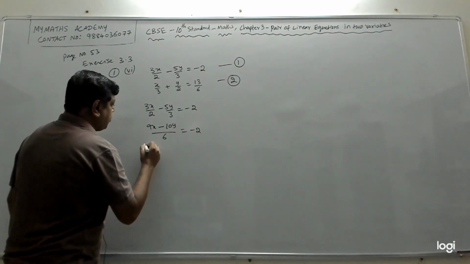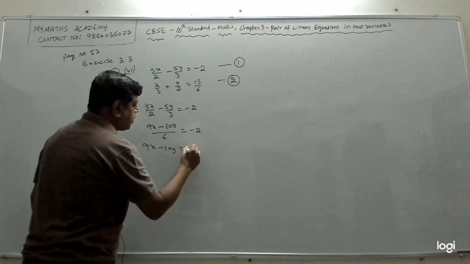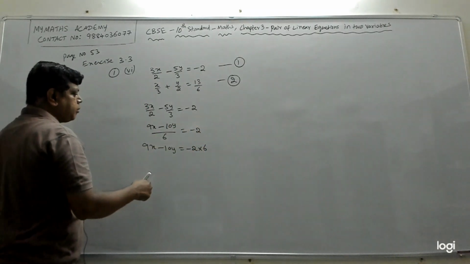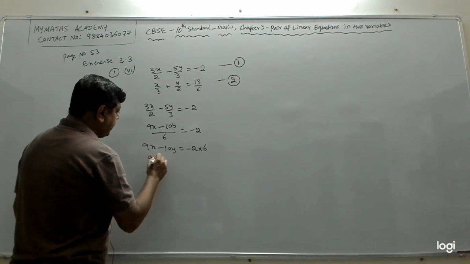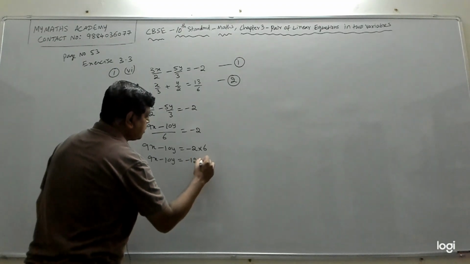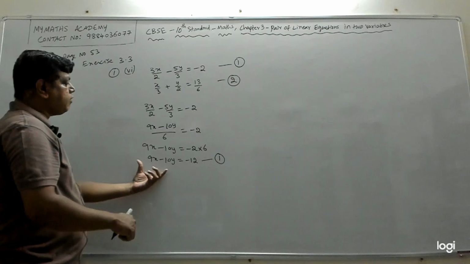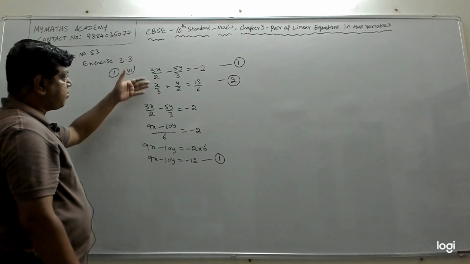Then we get 9x minus 10y equal to minus 2 into 6, because the denominator 6 goes to the other side and multiplies. Now we get 9x minus 10y equal to minus 12. This is the first equation, the same first equation rewritten without a fraction, so both are one and the same.